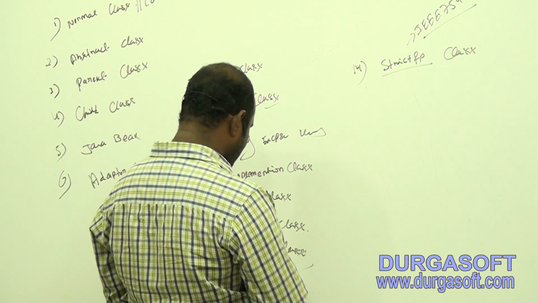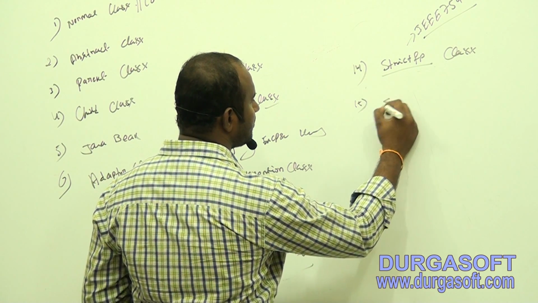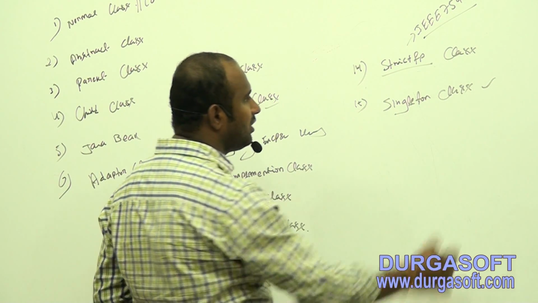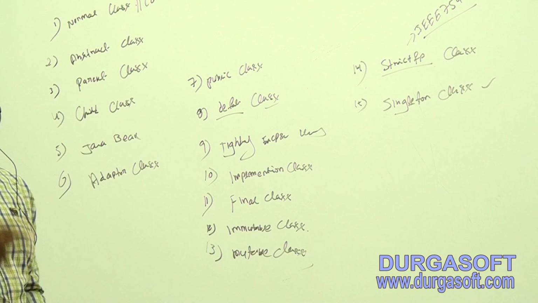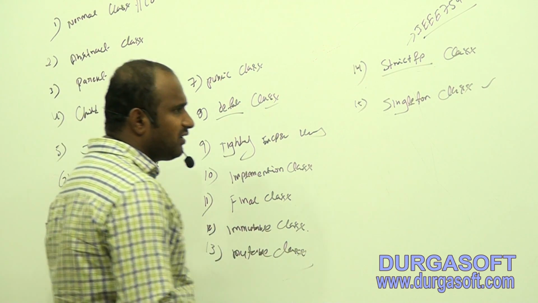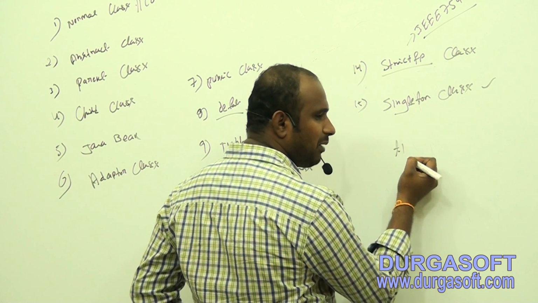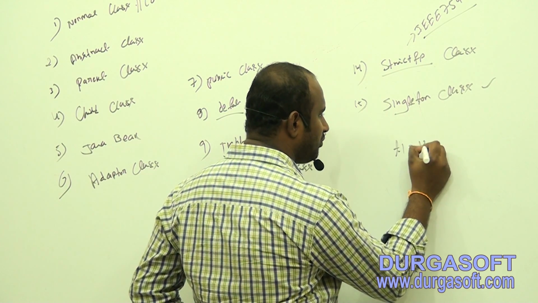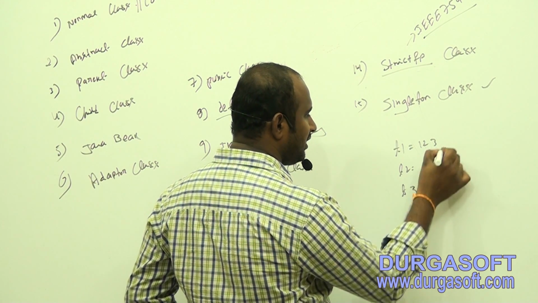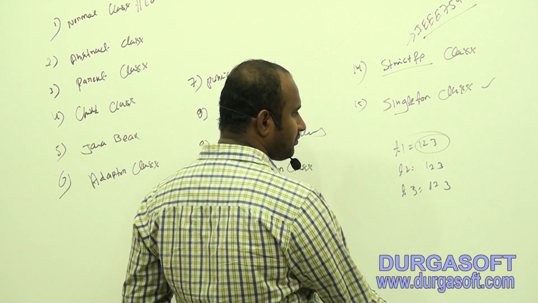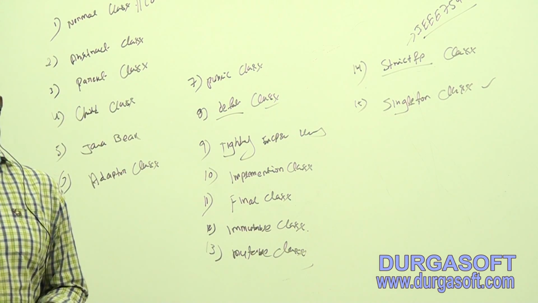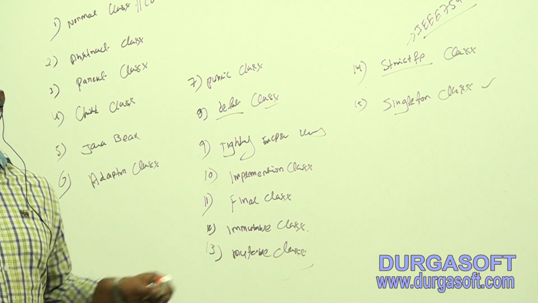Last class, the 15th, the singleton class. The singleton class means the class which allows creating only a single object. If you create 2 objects also, it returns the same hash code. So concentrate. A singleton class allows creating only a single object for that class. T1 object I created, hash code is 123. When you create the T2 object also, hash code 123. When you create the T3 object also, 123. It is pointing to only a single object. Tell me, what do you mean by singleton class here? The class which allows creating only a single object, that class is called what? Singleton class.